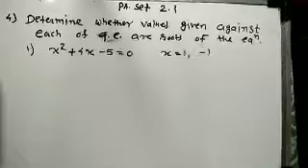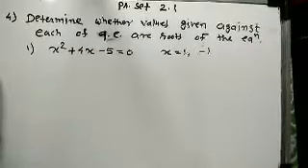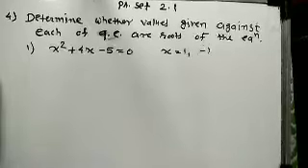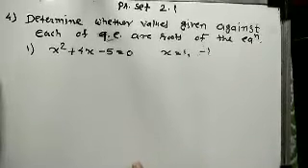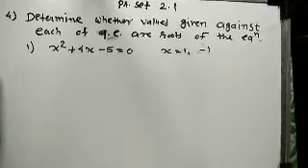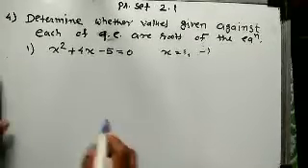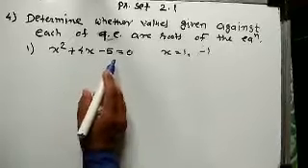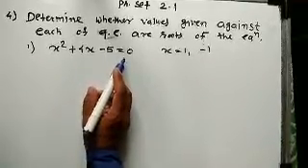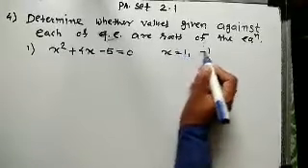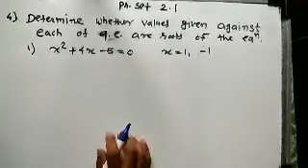In practice set 2.1, the fourth question is: determine whether the values given against each of the quadratic equations are roots of the quadratic equation. The first problem is x² + 4x − 5 = 0. The values of x are 1 or −1.